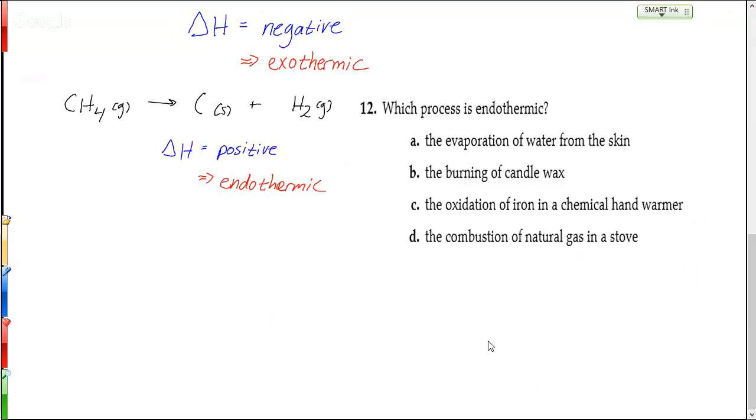Now, there's one little problem with this question in that it doesn't specify what the system is and what the surroundings are. Really should do that. So we're going to assume that whatever they're focusing on in the process is the system. So when they say the evaporation of water, we're going to assume that's the system. When they say the burning of candle wax, assume that's the system. So go through each of these and see if you can find which one would be endothermic. Which one is the energy transfer positive? So energy is going into the system from the surroundings instead of out of the system.